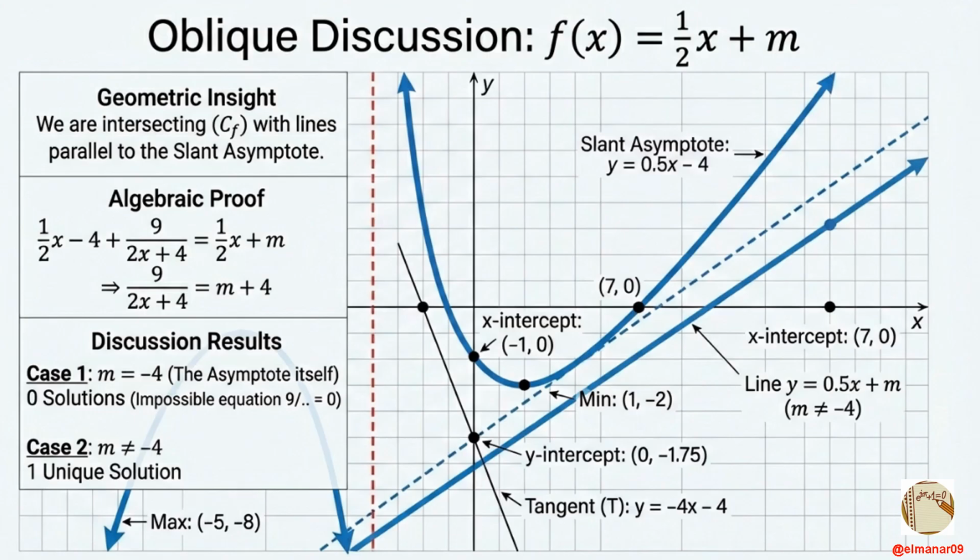Case 2, m not equal to -4. As soon as m is anything else, even just a tiny bit higher or lower, the line shifts. Whether it's the solid line you see passing through 7, 0 or any other parallel line, it's going to pierce through one of the branches of our curve. In this case, we get one unique solution. Take a look at those points I've marked for you. The intercepts, the minimum at 1, -2, and the maximum way down at -5, -8. Everything connects. We're seeing how this function lives and breathes in relation to these slanted lines.